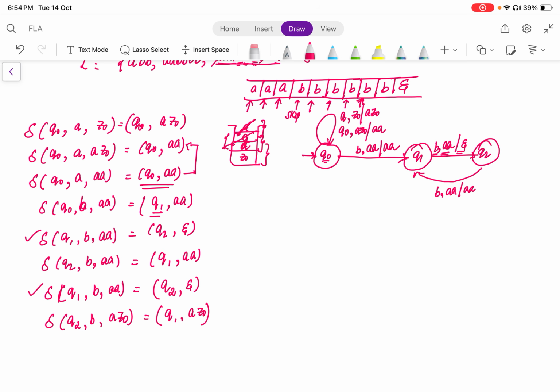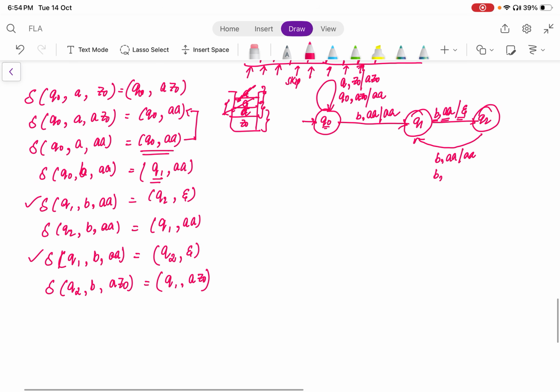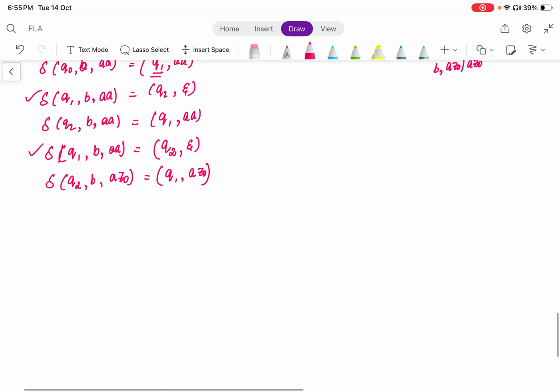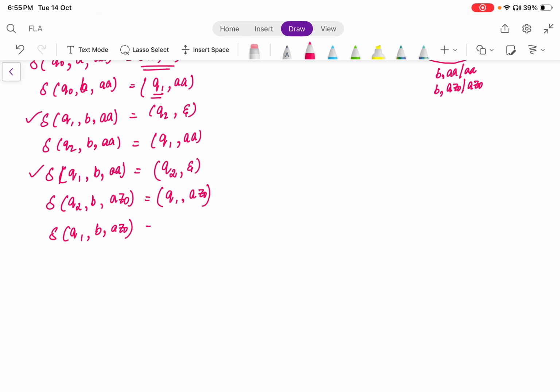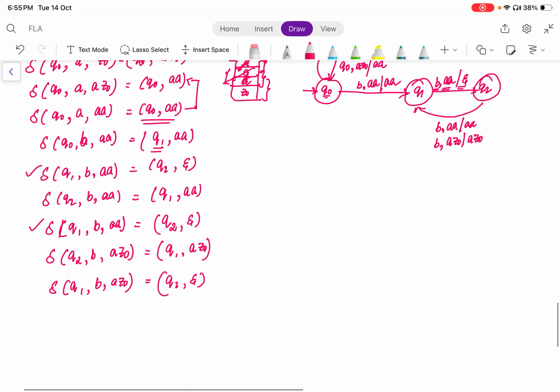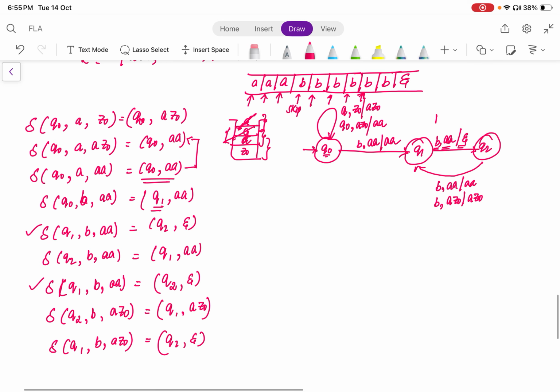So here what you will write. So B is your input. Okay, before adding it is A Z naught and it remains A Z naught. Okay, now we are going to pop another A. Your state is Q1, input is B. The status of the stack remains the same in skip or read. So it is A Z naught, equal to Q2 comma epsilon. Okay. So what will be the other transition? B comma stack state is A Z naught. We are popping. So it is A Z naught.